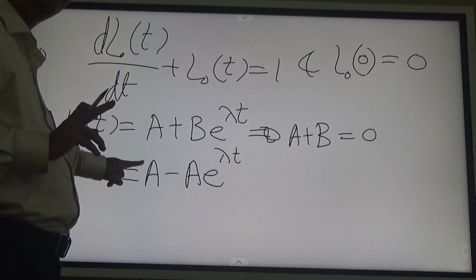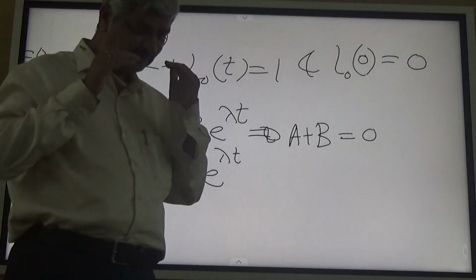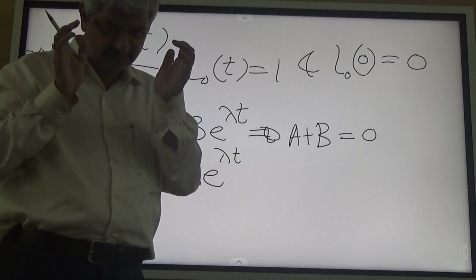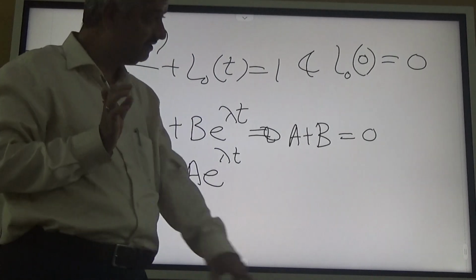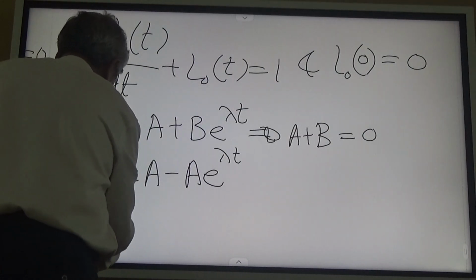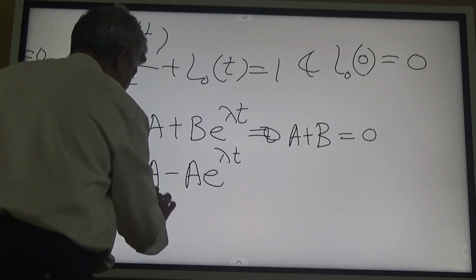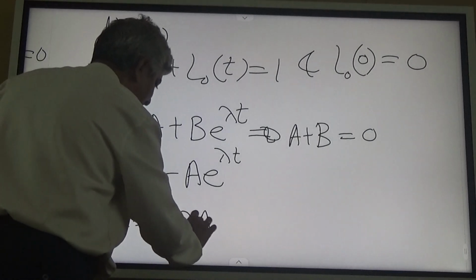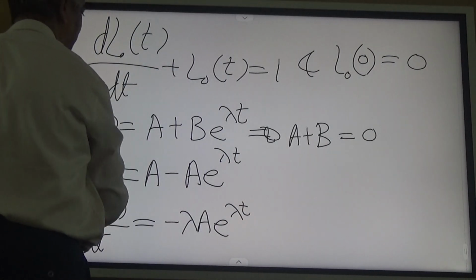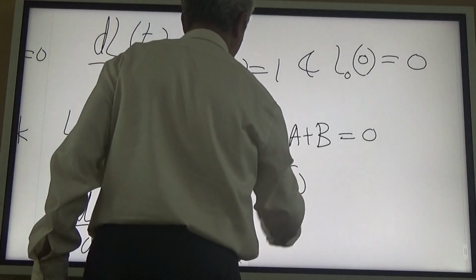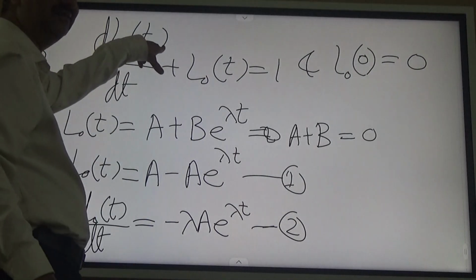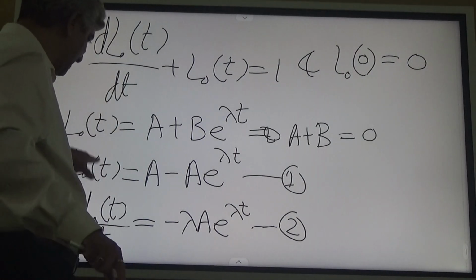This is L(t) now, further simplified for the given initial condition. Now what is dL(t) by dt? Minus lambda A e raised to lambda t. What is this? This is equation 1, this is equation 2. Use both of them in the given equation. Is it right? This and this.